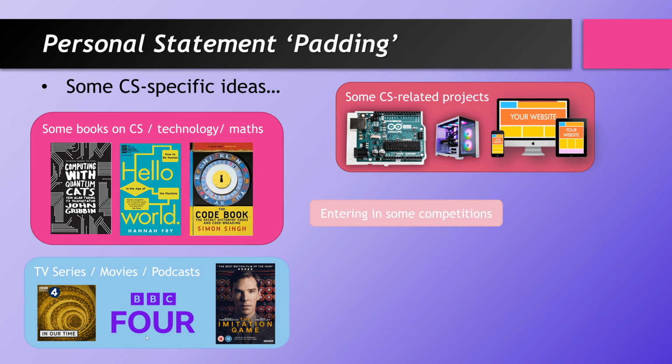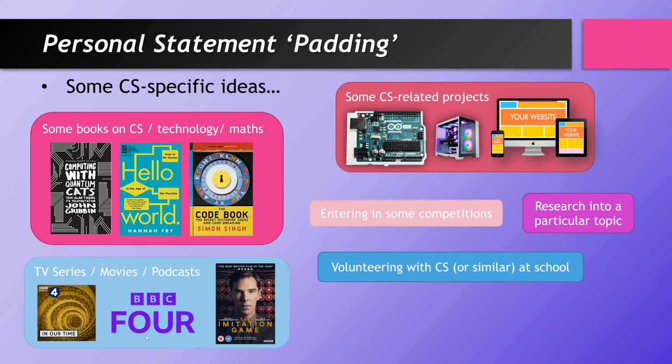And a few other standalone ideas are things like finding some competitions. You haven't got to win, but a maths competition they would like, a coding competition they would like, a security testing competition would be good on a personal statement. Maybe there's some research you can do into a particular topic. You might do an EPQ on a particular computing topic which you can write about. A good easy win, especially if you want to get a good reference, is doing some volunteering.